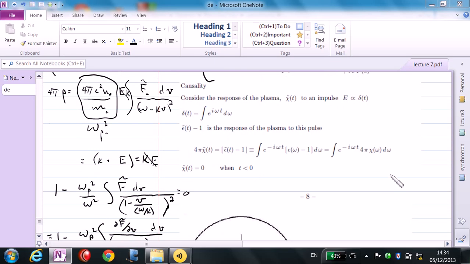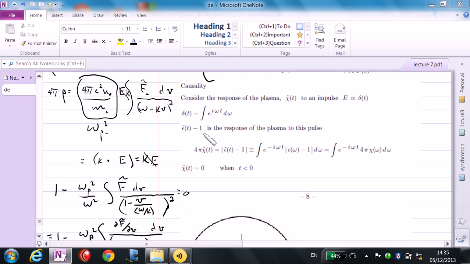Now we get to the issue of causality. And this is what you may have been thinking of yesterday. What's the connection between the choice of contour and causality? Consider the response of the plasma to an impulse. The electric field is just a single pulse at t equals 0. Okay. Delta function. The Fourier transform of it is just a constant in omega.